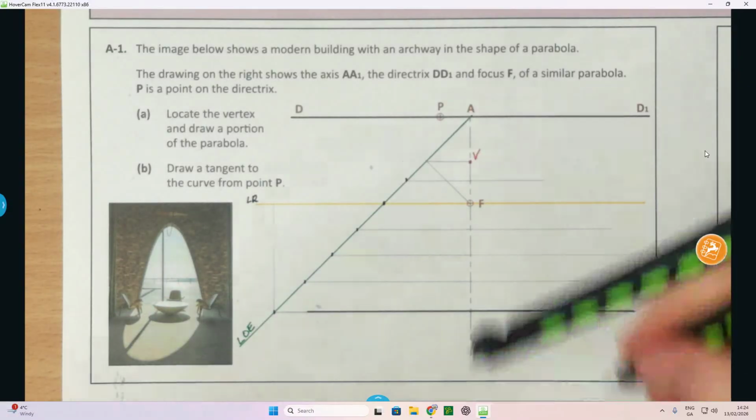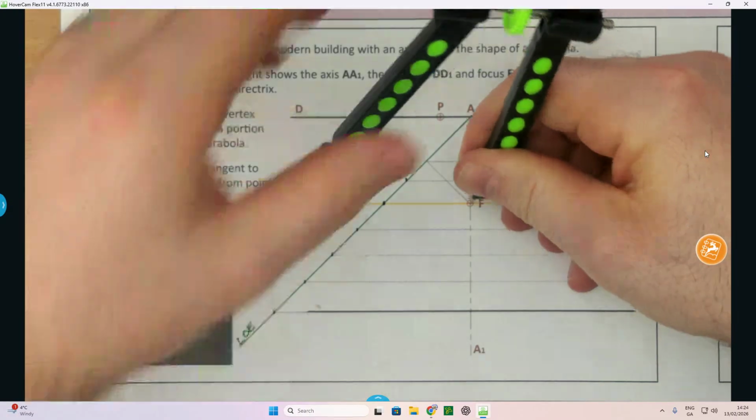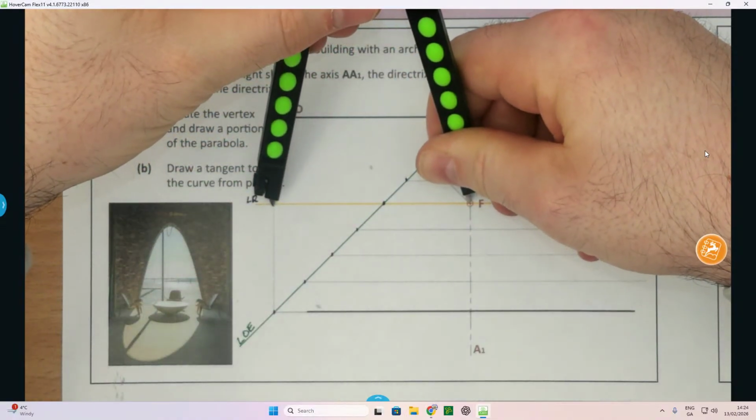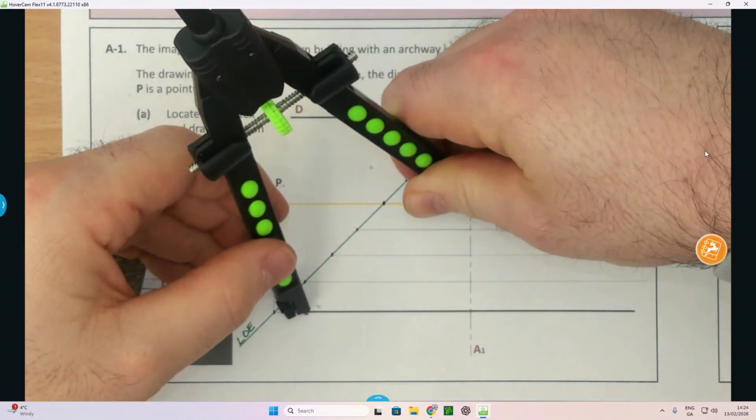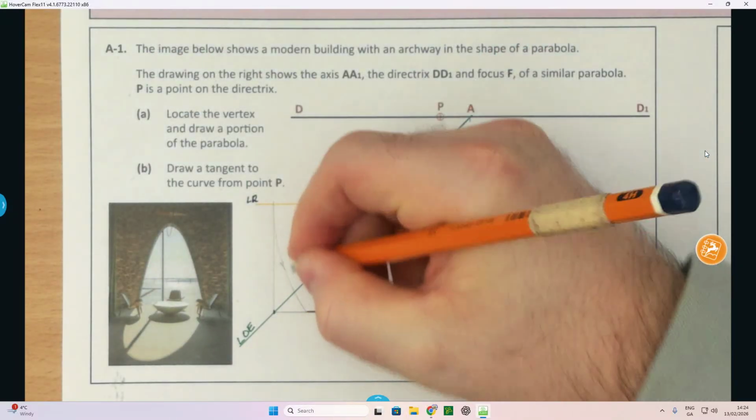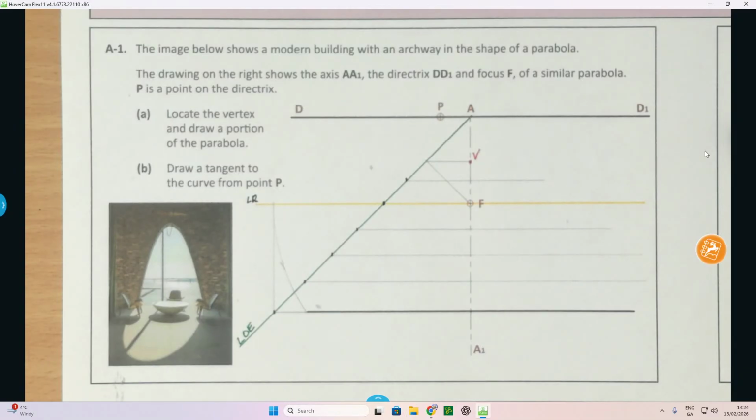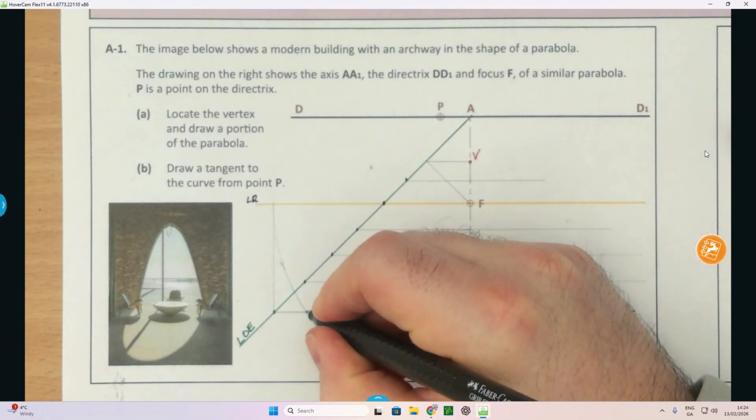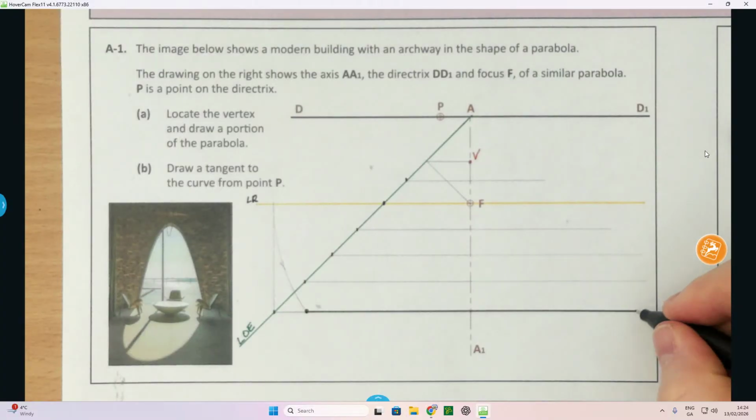Where it hits the latus rectum, I'm going to position my compass on the focus, set the distance on the compass to there, and rotate inwards like that. And that will always then help me find a point on my parabolic curve. So you can see we've got a point there, therefore the point at the other side is obviously here, because it's just showing us where that one was.